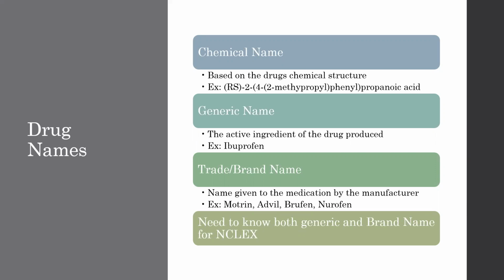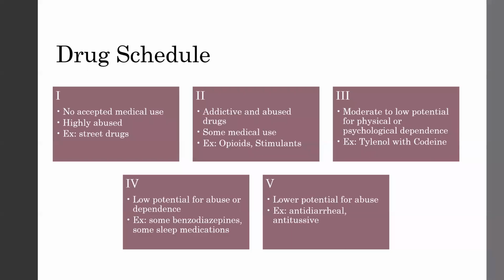So for example, for Motrin, the chemical name would be RS-2,4,2-methylpropyl-phenylpropanic acid. The generic name would be ibuprofen, where the trade or brand name could be Motrin, Advil, Brufen, or Nurofen, depending on who has created or manufactured that particular medication. You do need to know both generic and brand name for the NCLEX.